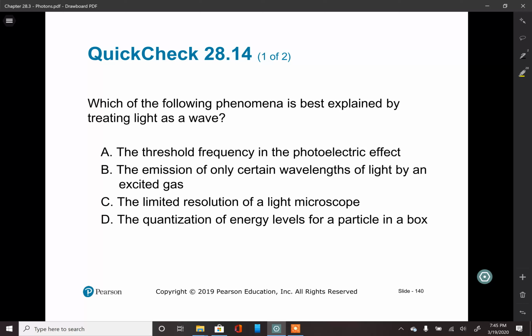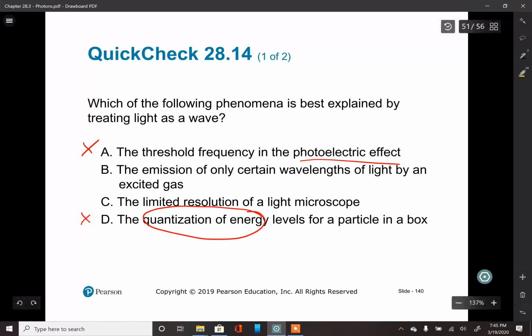So first thing, I notice photoelectric effect, that's a particle, that's out. Quantization of energy, we talked about that term. That's particle, that's out. B, we have not talked about yet. We will, but this idea of only certain wavelengths, that's a quantization of energy concept too. And so that one's out. So C, the limited resolution, we talked a little bit about that, right? Diffraction limiting resolution. That's the one that deals with interference and diffraction concepts. So that's the one that's best to describe light as a wave.